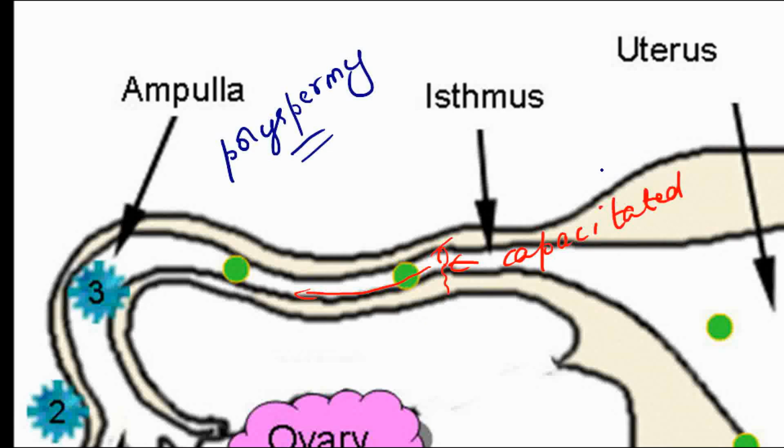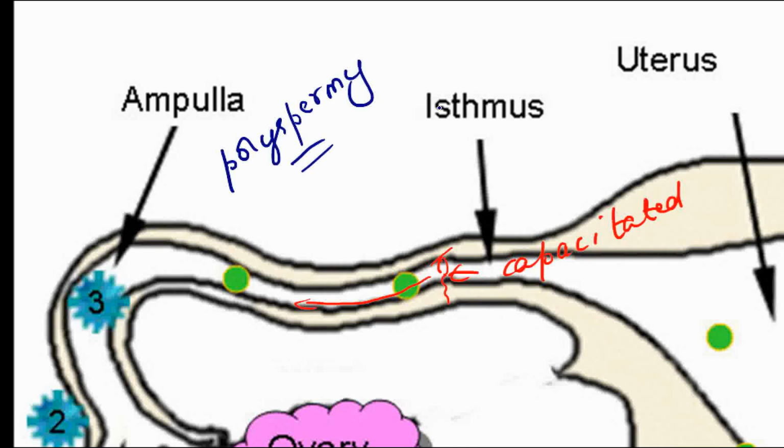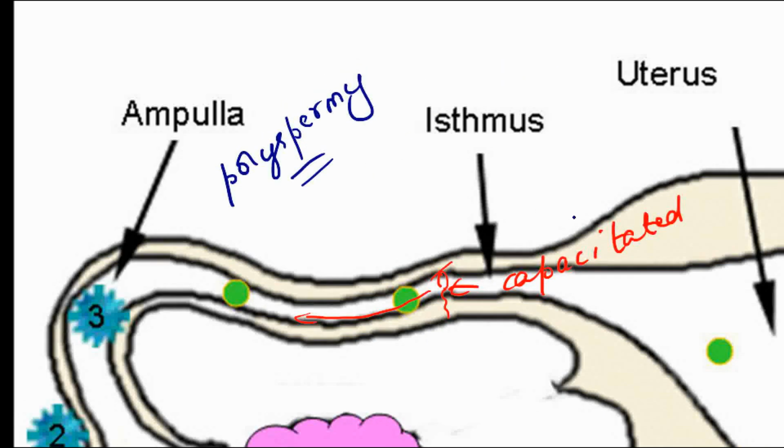Scientists have performed many experiments in cows by excising this isthmus portion. Once they excise it, many polyspermy cases are reported in cows. They have performed such experiments in cows. So that is one significance of this isthmus portion.